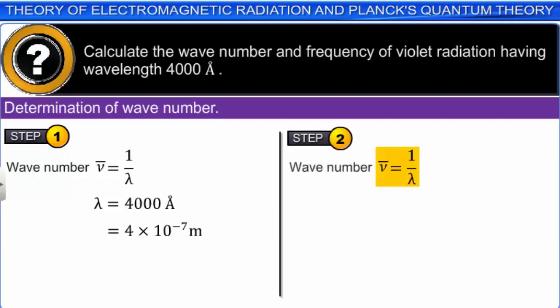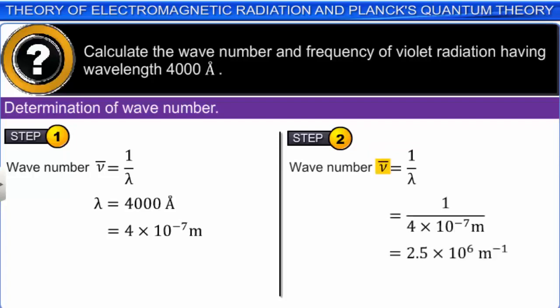On solving, we get nu bar is equal to 2.5 multiplied by 10 raised to the power of 6 per meter, or 2.5 multiplied by 10 raised to the power of 4 per centimeter.